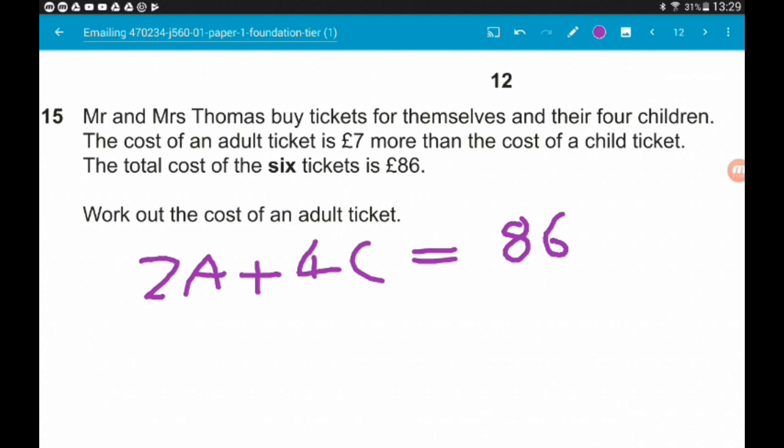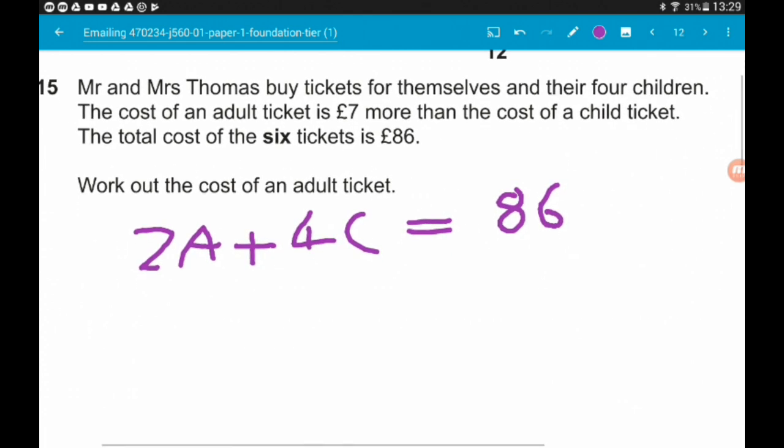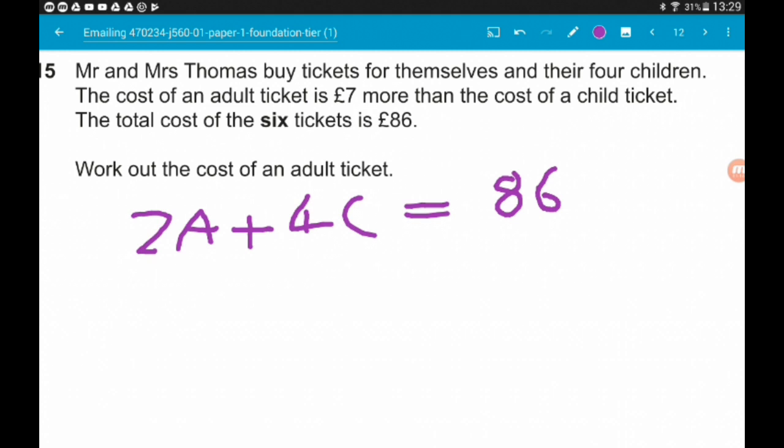Now we know that an adult ticket is £7 more than a child ticket. So algebraically we can say A equals C plus 7. So mathematically that is saying A is 7 more than C. It's the cost of C plus another 7 on top. Now we want to work out the cost of an adult ticket.